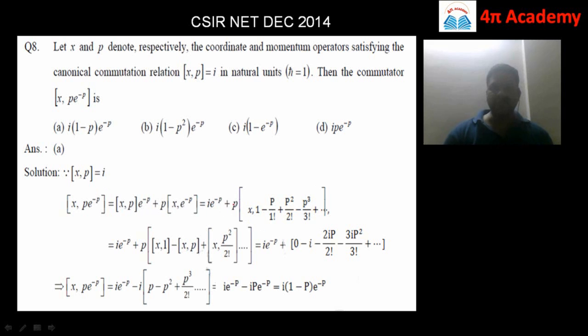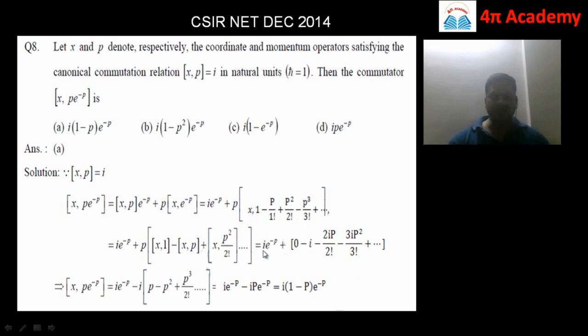plus p into the commutation bracket of x with e^(-p). Let us expand this: e^(-p) can be expanded as 1 minus p upon 1 factorial plus p squared upon 2 factorial minus p cubed by 3 factorial and so on. So this will be equal to i into e^(-p) plus p, and inside it there will be the commutation of x with 1, then minus the commutation of x with p upon 1 factorial, which is x commutation with p, then plus the commutation of x with p squared by 2 factorial, minus the commutation of x with p cubed by 3 factorial and so on.